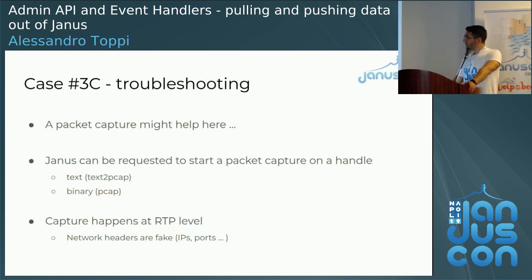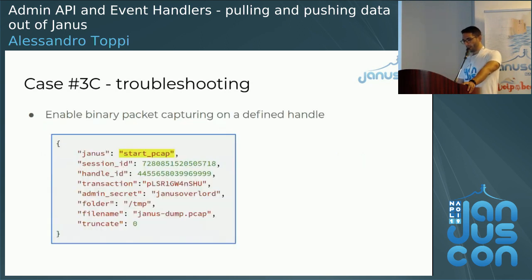And Janus can be requested to start a packet capture on a handle. This packet capture can be done in both a binary or text format. And just remember that this capture happens at RTP level, so any network headers are fake in the final file. So IP addresses and ports will not match the real IP addresses and ports. And this is the message on the Janus Admin API to start a packet capture. In this case, I'm starting a binary capture. Again, we have to specify the folder and the file name.